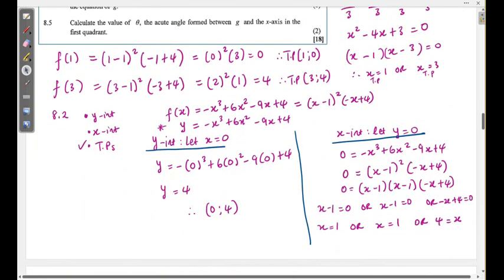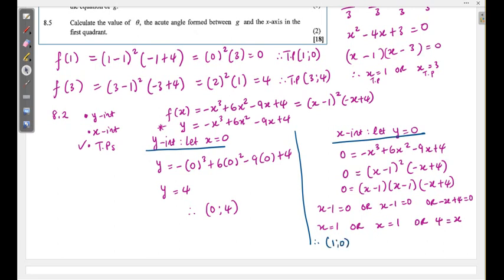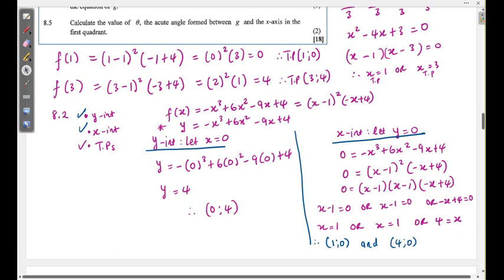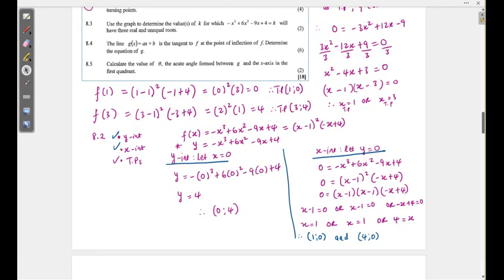Now, from there, we can therefore say our x-intercepts will be 1 and 0, 1 and 0, and 4 and 0. Okay, these are your x-intercepts. Remember, for x-intercepts, y is 0. Then now that you have this, you can say, okay, I now have this and that. I can now sketch.